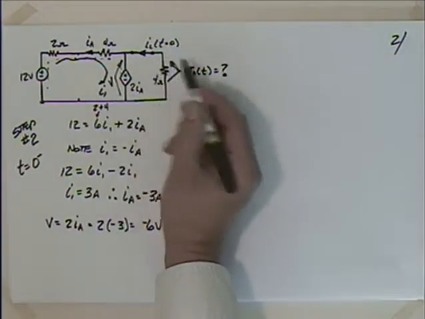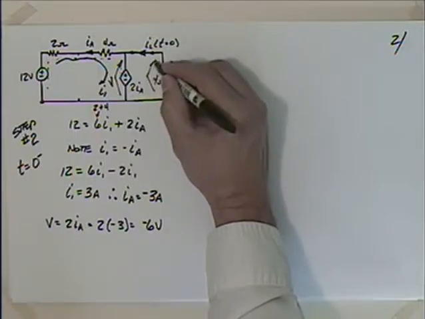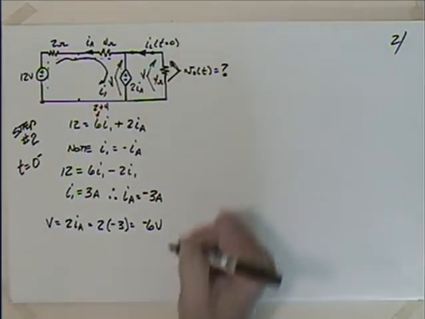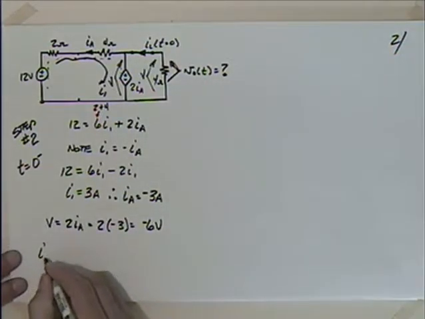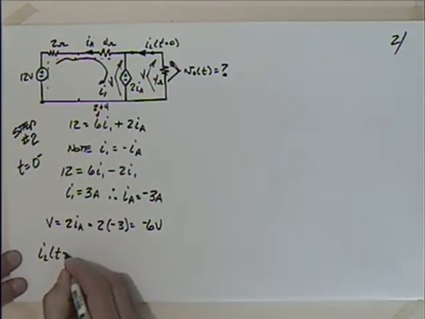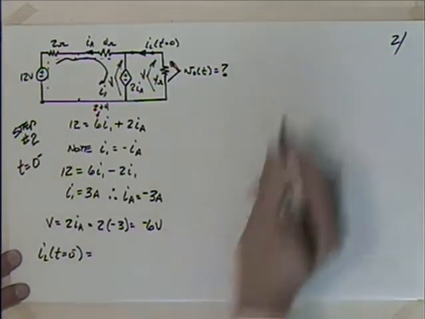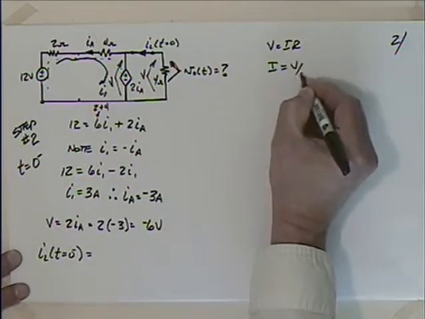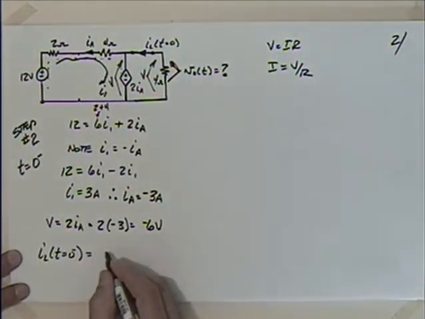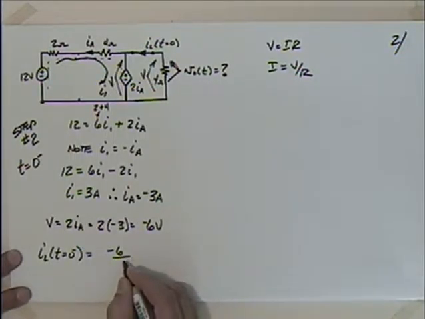Okay, and now having this voltage here, I really have that voltage there, don't I? That's V also. So I could say that I_L at t equals 0 minus is going to be equal to, well, we know V is equal to IR, right? I is equal to V over R. So I'm going to take the voltage, minus 6, divided by the resistance, that's 4.